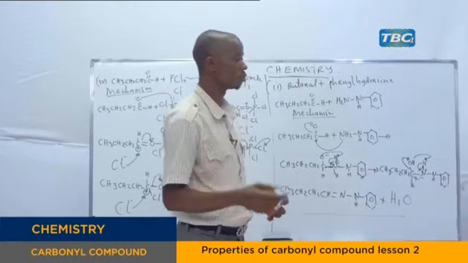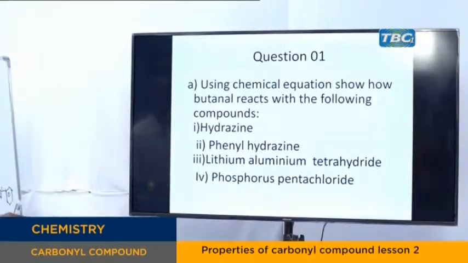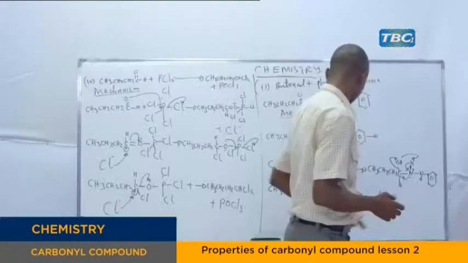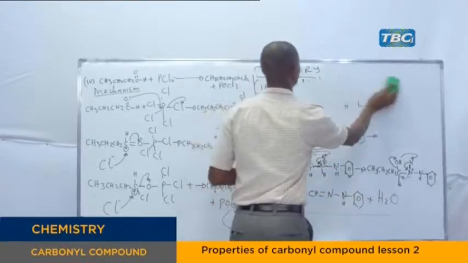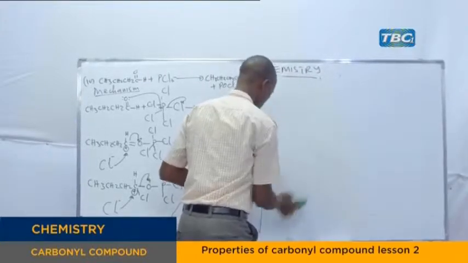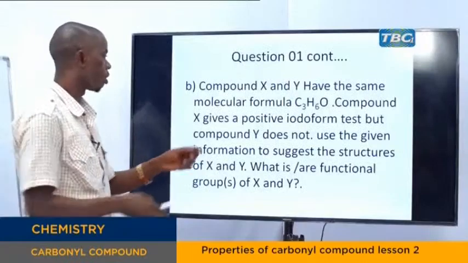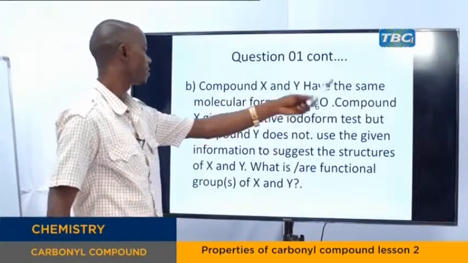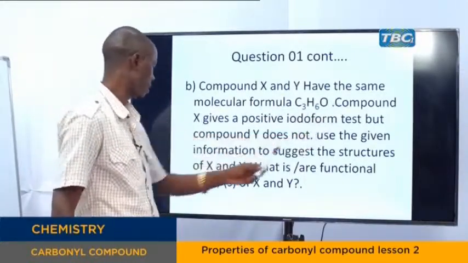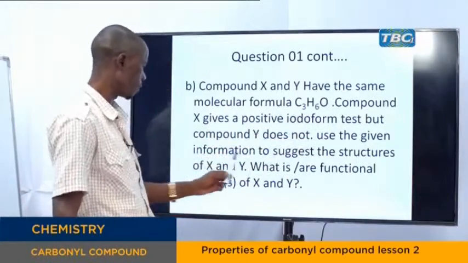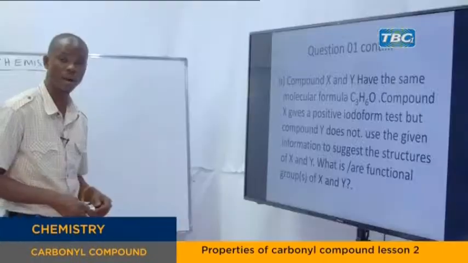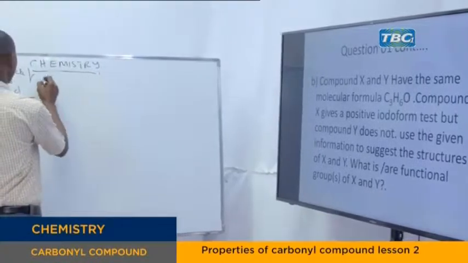Now from there we can go to part B. Now for the case of part B, the question says compound X and Y have the same molecular formula, which is given here. Now compound X gives a positive iodoform test, but compound Y does not. Use the given information to suggest the structures of X and Y. What is the functional group of X and Y? That is another very simple question to do.